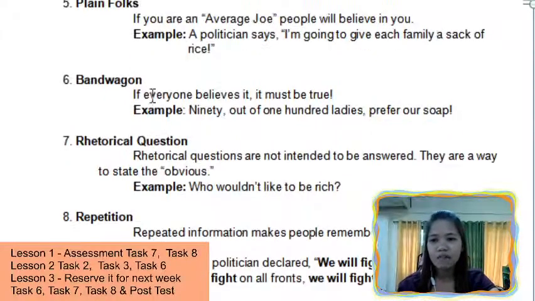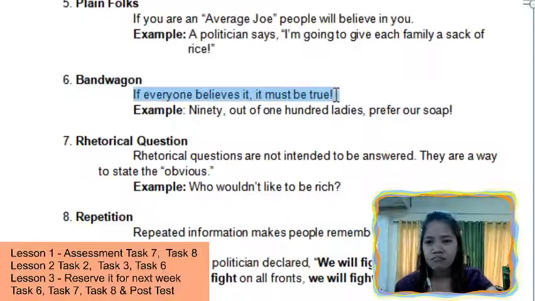Okay? Next, bandwagon. Ito ang uso eh. Kung anong uso, yun ang sinusunod. Kaya nga siya tinawag na bandwagon. 90 out of 100 ladies prefer our soap.